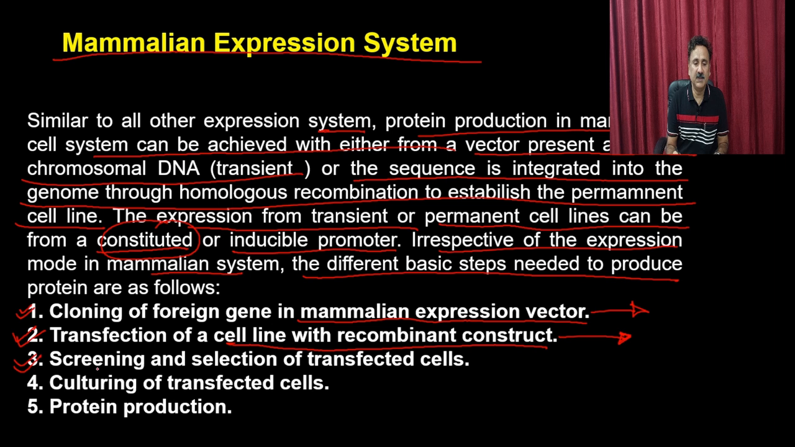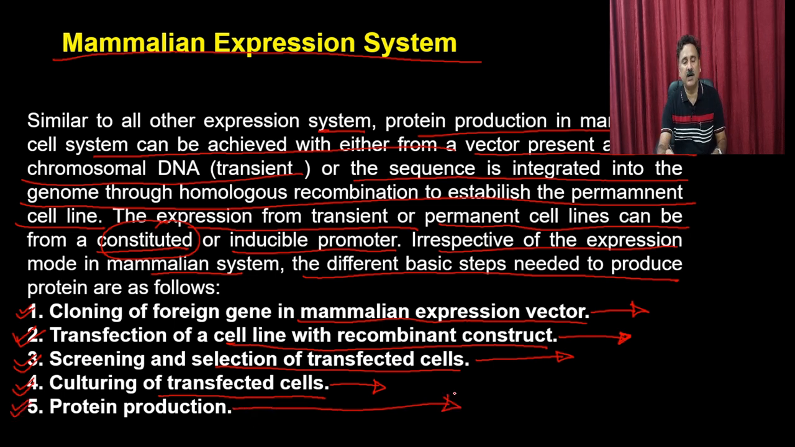Then you do the screening and selection of the transfected cells. That also requires multiple methods and approaches. You can use antibiotic resistance, you can use complementation, or you can use other kinds of selection pressures. We will discuss that in subsequent lectures. Then you culture the transfected cells. Once you have collected the transfected cells, you can culture them, and then do the antibody production and protein production, depending upon whether you are going to exploit the constitutive promoter or the inducible promoter.